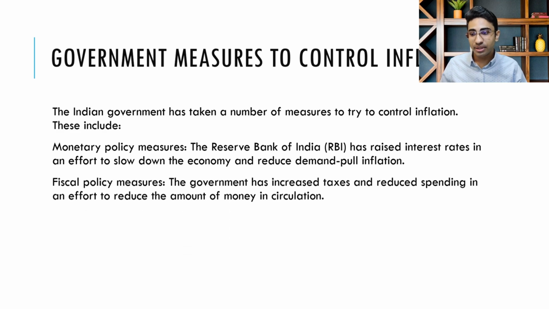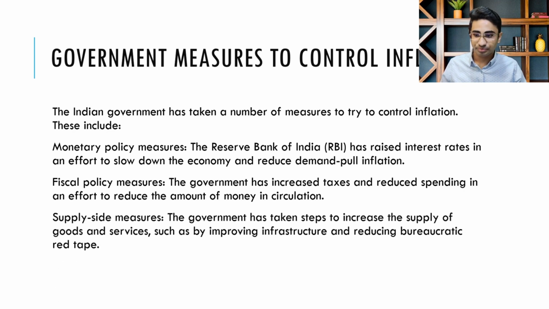Other thing which the government is doing is the fiscal policy measures. The government has increased taxes and reduced spending in an effort to reduce the amount of money in circulation. By increasing the taxes and reducing spendings, there is less money in circulation and hence again less spending, which controls the inflation. The third one is the supply side measures.